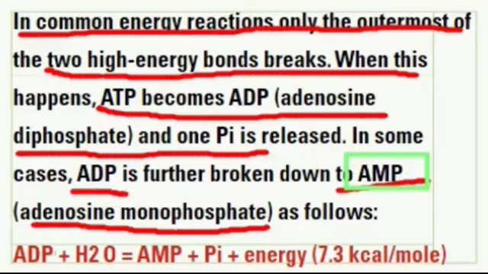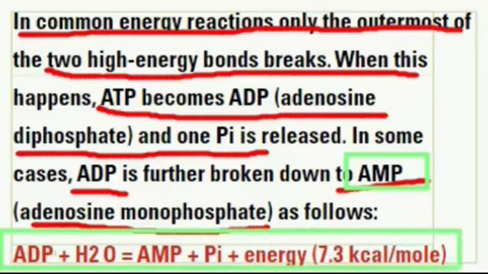In some cases, ADP is further broken down to AMP with the release of one more inorganic phosphate group from it and forms adenosine monophosphate. Mono means one and AMP consists of only one phosphate. As shown in the equation below, when ADP reacts in the aqueous medium with H2O, it is converted into AMP with the release of one inorganic phosphate and energy as 7.3 kilocalories per mole.